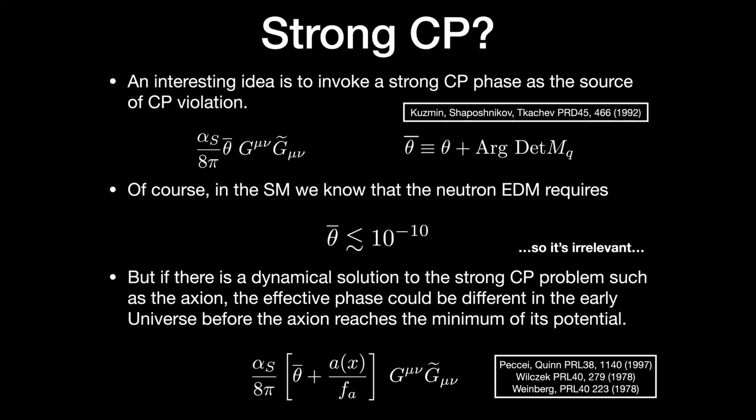The basic idea is I write down some raw theta bar term that here I've decided to put entirely into the coefficient for GG dual. Of course, in the standard model, the neutron EDM requires that theta bar is less than about 10 to the minus 10 or so. So it's actually totally irrelevant from the point of view of cosmology or anything else. But the key observation is that if there's a dynamical solution to the strong CP problem, such as, for example, the axion, the effective phase could be different in the early universe before the axion reaches the minimum of its potential. And of course, the axion and the Peccei-Quinn solution to the strong CP problem has been studied for quite some time now. The very last equation here shows schematically what one would get if I were to introduce an axion, which would then end up with a potential that would induce it to cancel theta bar in the usual way.